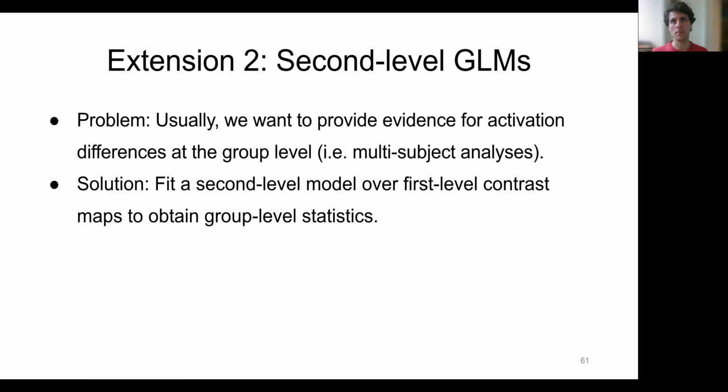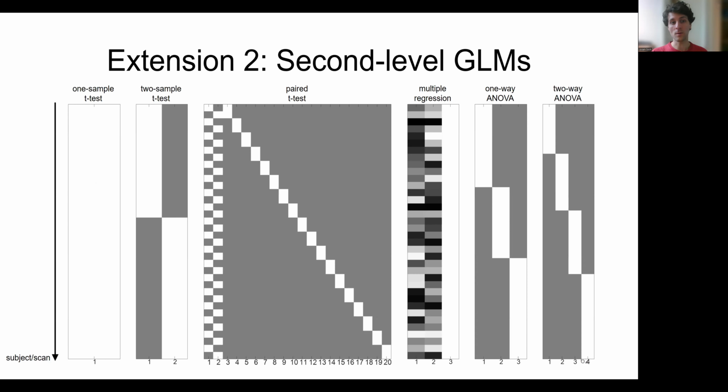And this in fMRI works using the same machinery as before. So we fit a second level model, second level because it's across subjects, over the first level contrast maps, first level because it's obtained from a single subject, to obtain group level statistics. So you can use the GLM to implement a number of designs.